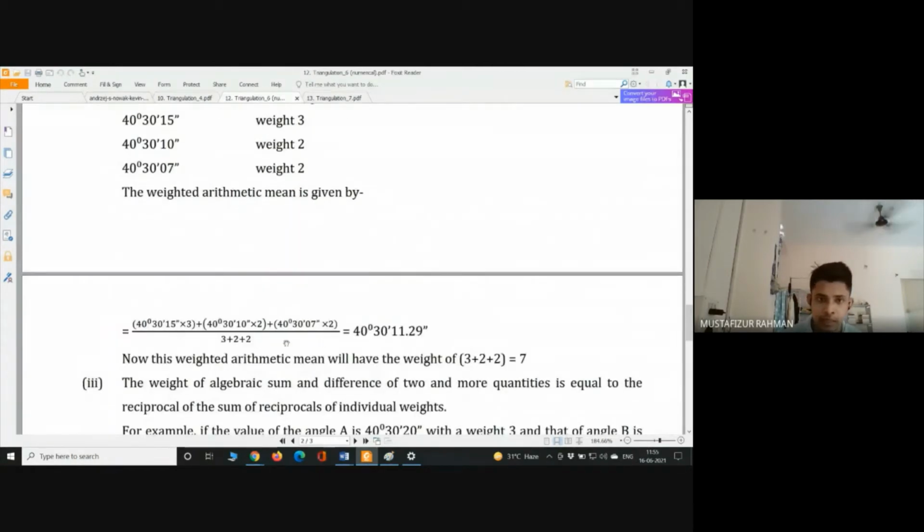What is weighted arithmetic mean? The first value is multiplied by 3, that is our weight. The second value is multiplied by 2, that is the weight of the second measurement. The third measurement is also multiplied by its weight, and the sum is divided by 3 plus 2 plus 2. So we are taking the weighted arithmetic mean of the angle A. It is like we have measured it 3 plus 2 plus 2 times, because one party measured it 3 times, another party 2 times, another party 2 times, right? So it is like we have measured it 7 times and taken the mean of that angle. So now the weight will be 7.